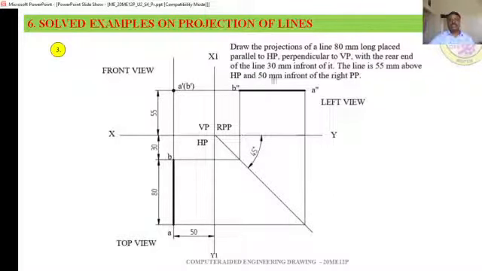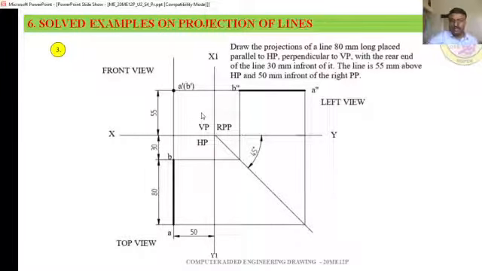Now he is saying 50 mm in front of right PP. So from this end you measure 50 millimeters, draw the x1 y1 line and locate this PP, right PP. You can write RPP or simply PP. Now this line is 50 mm in front.